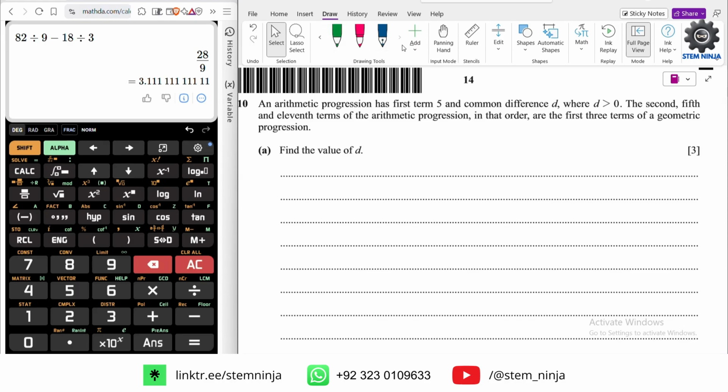Question number 10. An arithmetic progression has first term 5 and common difference d. The second, fifth and 11th terms of the arithmetic progression, in that order, are the first three terms of a geometric progression. Find the value of d.